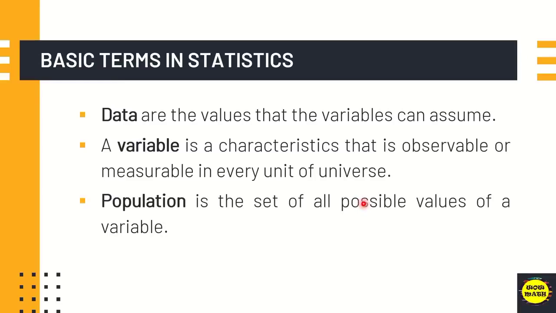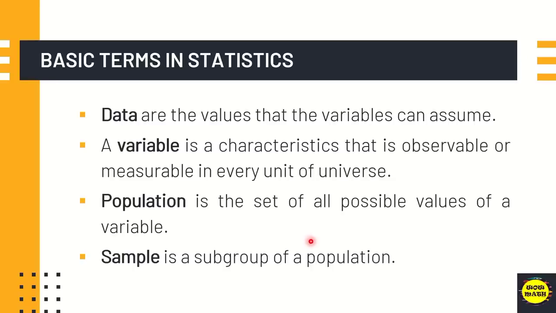Next, a population is the set of all possible values of a variable. So when you say population, that is a set of all possible values of a variable. And sample, this is a subgroup or the subset of a population. So we have different methods in identifying our samples.